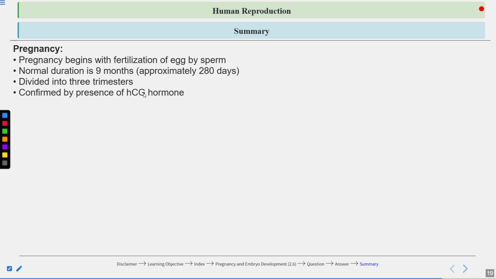Now, the pregnancy can be confirmed by HCG hormone. So, this is the biomarker for the pregnancy. So, you should remember this. A question can come from here. Now, we have discussed the various roles of these hormones also. You should know about the roles of these hormones also. Now, placenta is formed, which helps in the nutrient exchange as well as the removal of the waste products from the embryo.